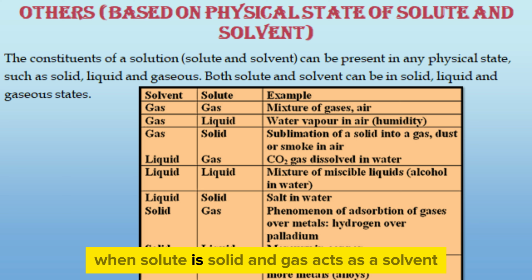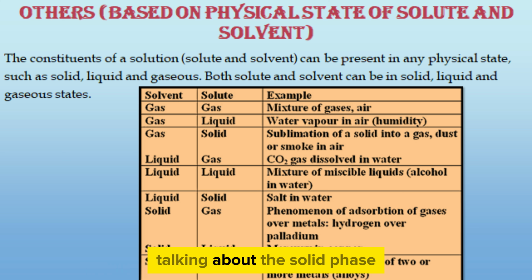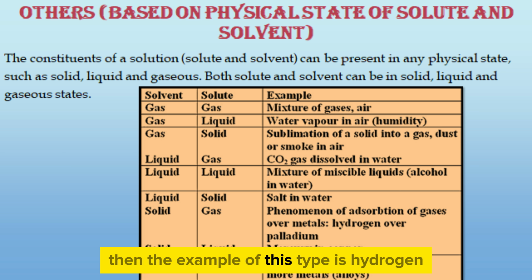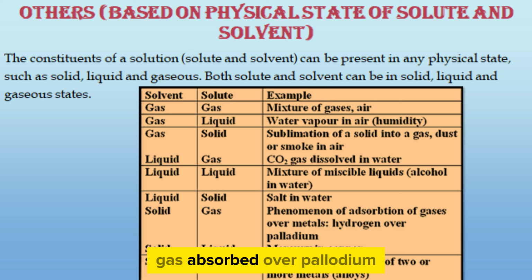When solute is solid and gas acts as a solvent, the example of this type is dust or smoke in air. Talking about the solid phase, if gas acts as a solute, then the example of this type is hydrogen gas adsorbed over palladium, which is a solid.